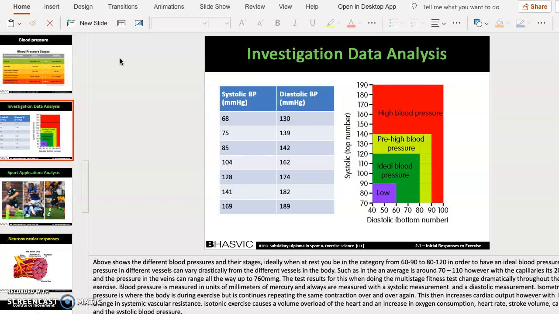Isometric exercise is where the body is during exercise, but it is continuous, repeating the same contraction over and over again. This increases the cardiac output, however, with little to no change in the systemic vascular resistance. Isotonic exercise causes a volume overload of the heart and an increase in oxygen consumption, heart rate, stroke volume, cardiac output, and systemic blood pressure.